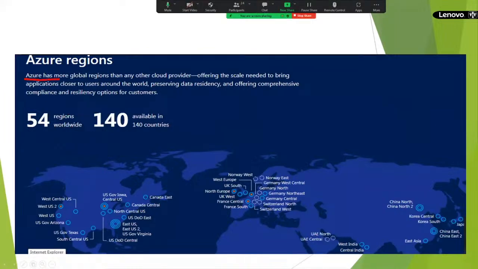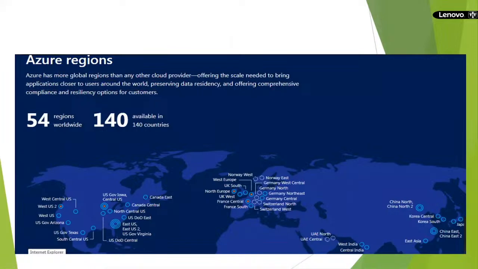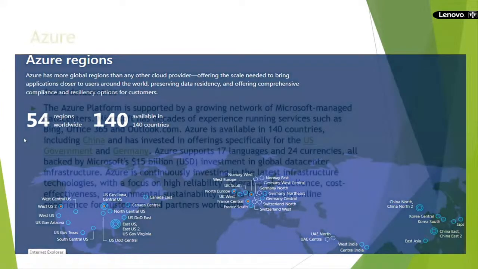So what is their definition? Azure has more global regions than any other cloud provider. Here the competitor is AWS. It offers scale, bringing your application closer to customers. If there are any issues, they can sort them out immediately, with low network latency. They provide good support if you face any issues. Because of that, Azure has a lot of demand in the market. Most clients are migrating from AWS to Azure as well.